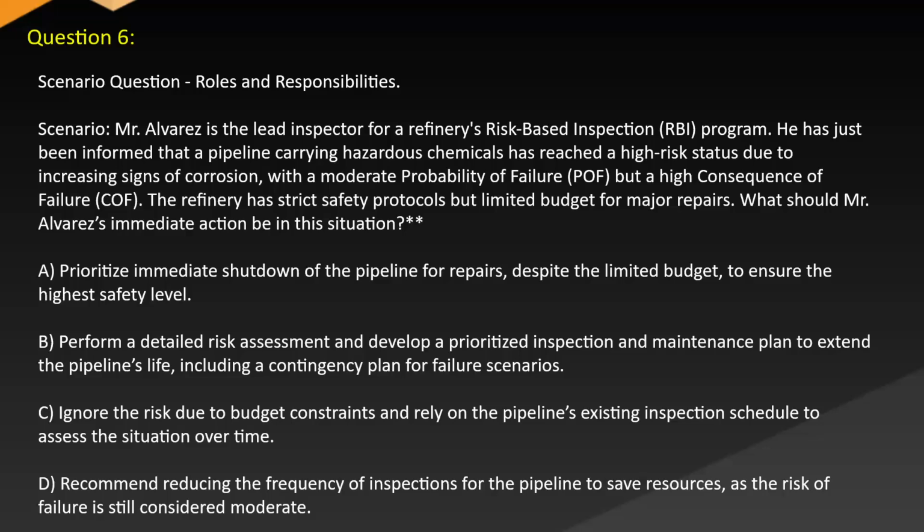A. Prioritize immediate shutdown of the pipeline for repairs, despite the limited budget, to ensure the highest safety level. B. Perform a detailed risk assessment and develop a prioritized inspection and maintenance plan to extend the pipeline's life, including a contingency plan for failure scenarios. C. Ignore the risk due to budget constraints and rely on the pipeline's existing inspection schedule to assess the situation over time. D. Recommend reducing the frequency of inspections for the pipeline to save resources, as the risk of failure is still considered moderate.